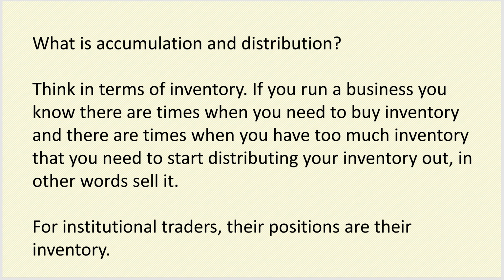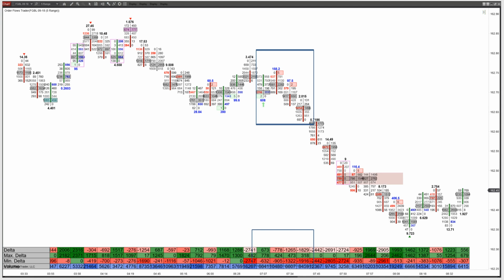And institutional traders, their position is their inventory, basically. When you start seeing distribution, you can see it in the delta, because the selling is going to be consistent and generally getting stronger. You can see here the market's basically going sideways. Looking at the delta in the sideways action: minus 993, plus 1168, plus 1280, minus 2741. Then in the box, plus 673, and then negative delta: minus 778, minus 1265, minus 1829. Distribution is now starting to occur.